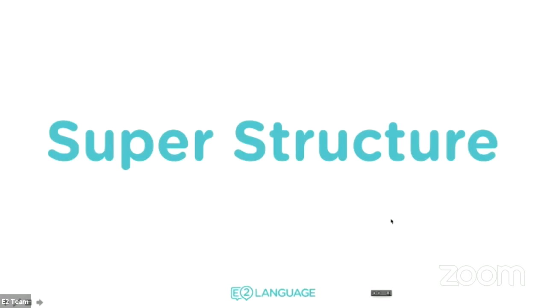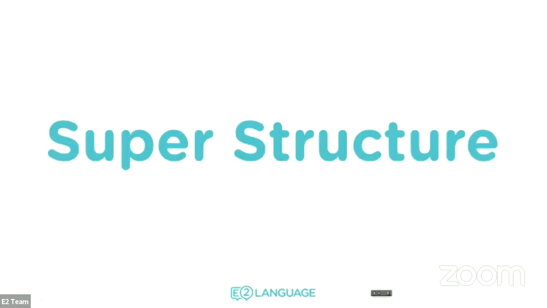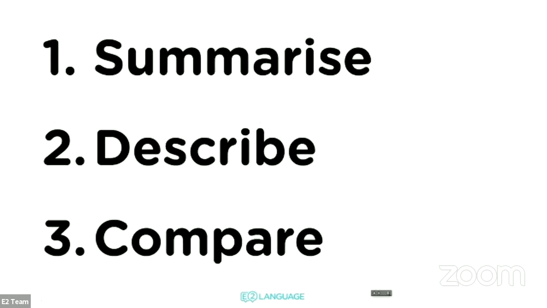The superstructure that I'm going to show you is based on the second sentence here, because this second sentence is always the same in every single IELTS Writing Task 1 that you will see. It always says, summarize the information, select and report the main features, make comparisons. These are the 3 instructions. This is what you have to do. So the superstructure is based on those 3 instructions. In essence, what you need to do is summarize, describe, and compare.